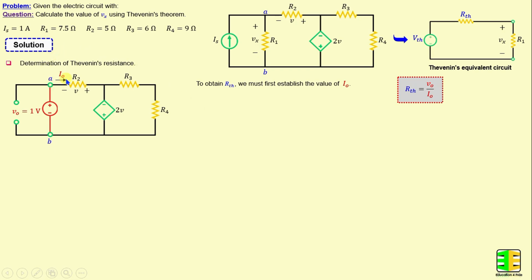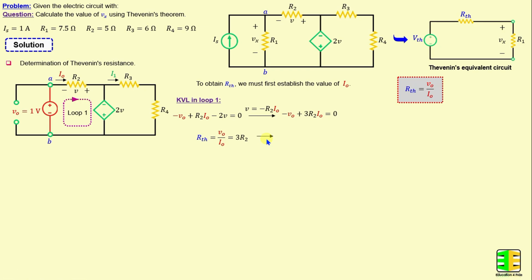In order to calculate the current IO, I'm going to use Kirchhoff's voltage law. But first, I will consider I1 is the current through the resistor R3. Now, by applying Kirchhoff's voltage law in loop 1, we can write negative VO plus R2 times IO minus 2 times V is equal to 0. And according to Ohm's law, V, the voltage across the resistor R2, is equal to negative R2 times IO. If we replace V in the first equation, we obtain negative VO plus 3 times R2 times IO is equal to 0. So we know that RTH is equal to VO over IO, which is equal to 3 times R2. And if we replace R2 with its numerical value, we obtain RTH is equal to 15 ohms.